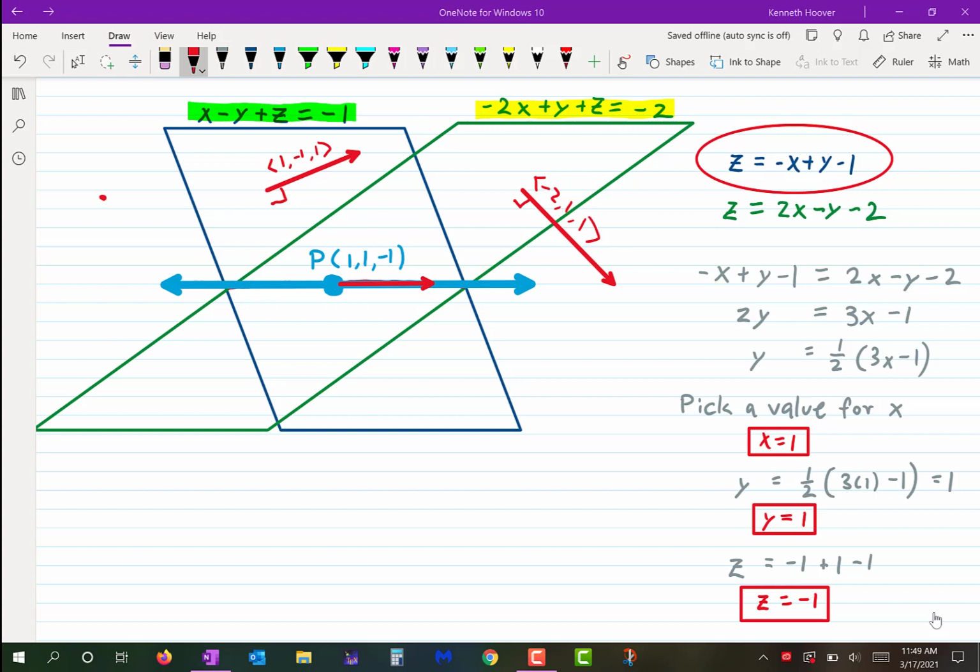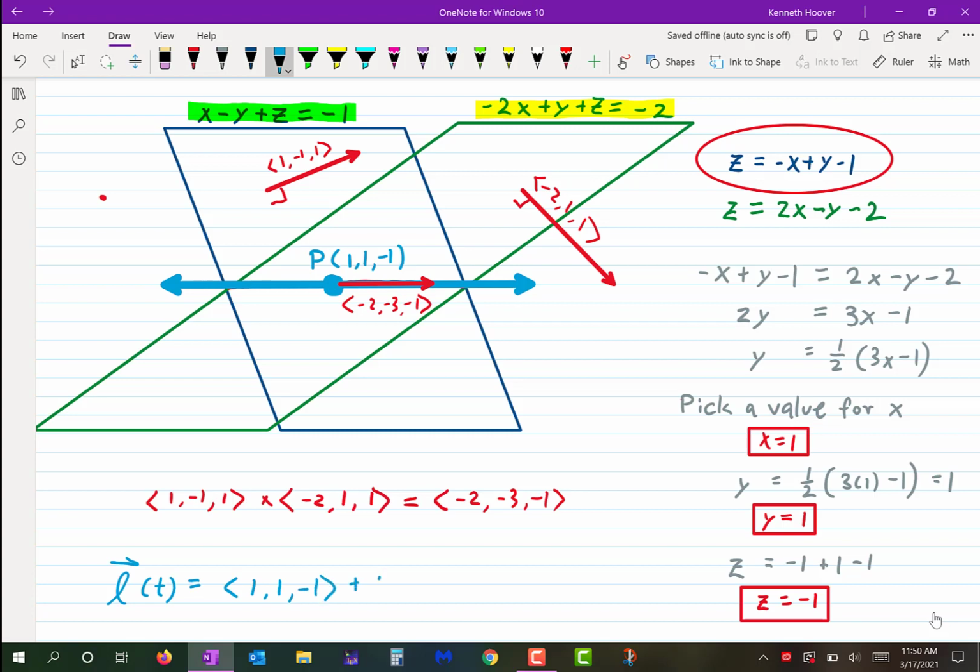So what do you think I'm going to do? I'm going to do the cross product of the two normal vectors: (1, negative 1, 1) cross with (negative 2, 1, 1). Work that out for yourself. You're going to get (negative 2, negative 3, negative 1). So there is a direction vector for the line. And now I can write the equation for the line because I have a point and I have a direction vector. I can write L of t equals (1, 1, negative 1) plus t times (negative 2, negative 3, negative 1). And there's an equation for the line.